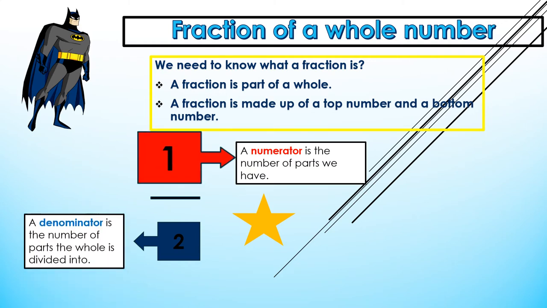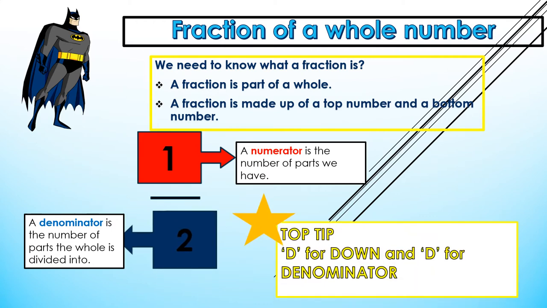The denominator is the number of parts the whole is divided into. And in this case, our denominator is 2. Now, how do we remember this, boys and girls? Let me give you a tip. D for down and D for denominator.